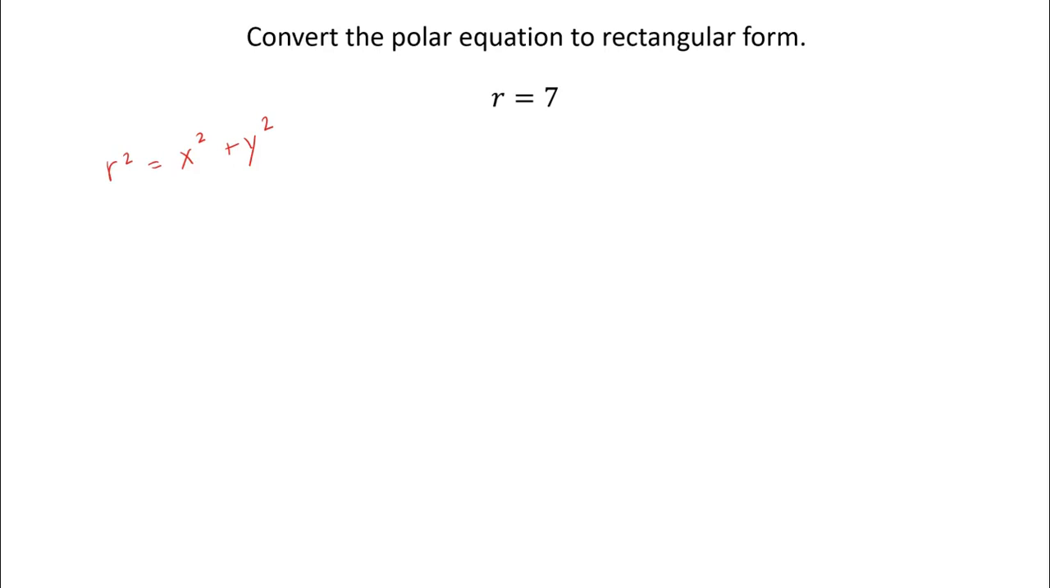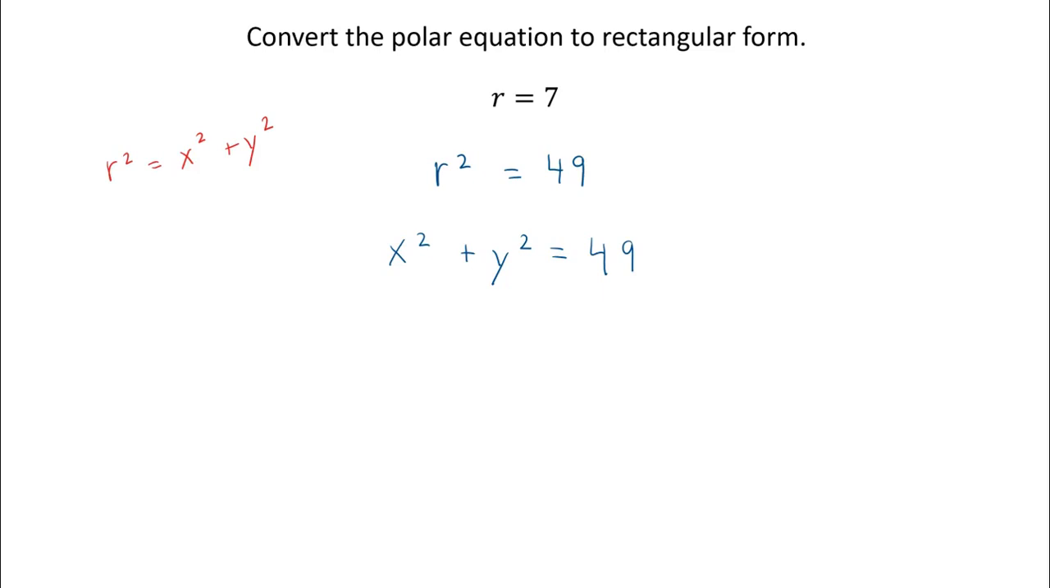I'll argue that what helps us more is squaring both sides of this equation. If we square both sides of the equation, we'll get r squared equals 49. Notice that choosing to square both sides of the equation gives us an r squared on the left, which we know is x squared plus y squared. And on the right, we don't have a standalone r any longer. We have a 49. So choosing to square both sides in this particular instance is more beneficial to us than multiplying both sides of the equation by r. We get x squared plus y squared equals 49.